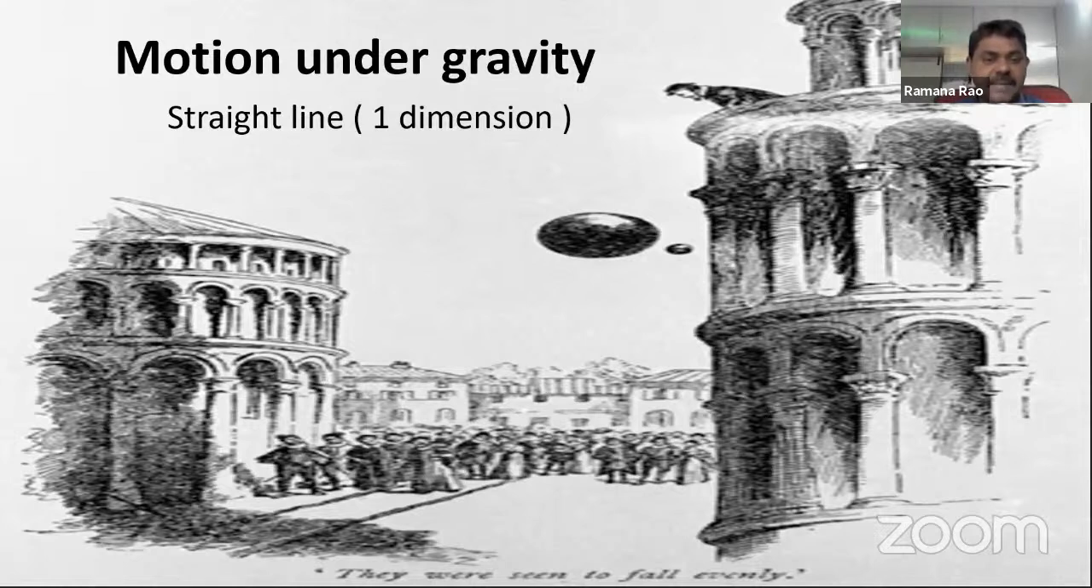Strictly speaking, it is one dimension motion, whether falling freely from top to bottom, that is vertically downward direction, or vertically upward direction. So freely falling bodies is one of the cases of motion under gravity. We'll see what a freely falling body actually is.